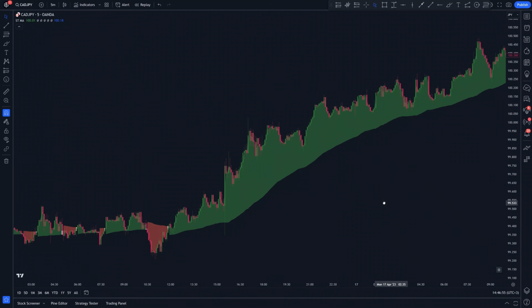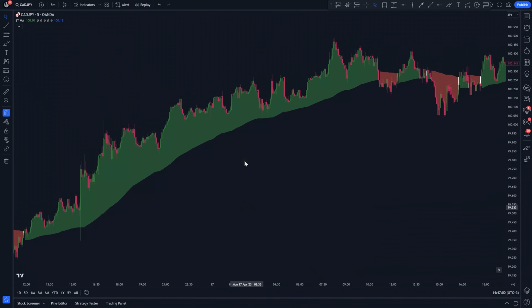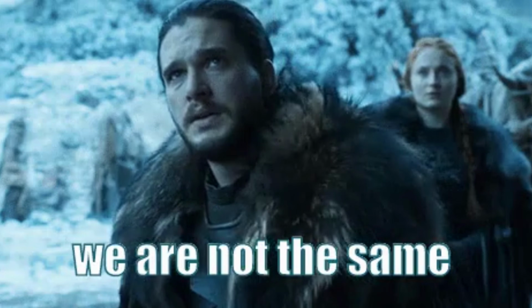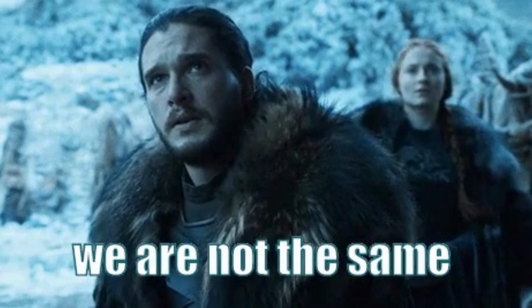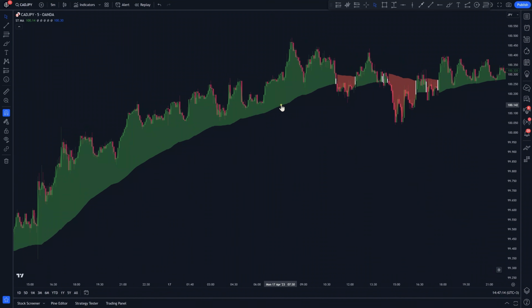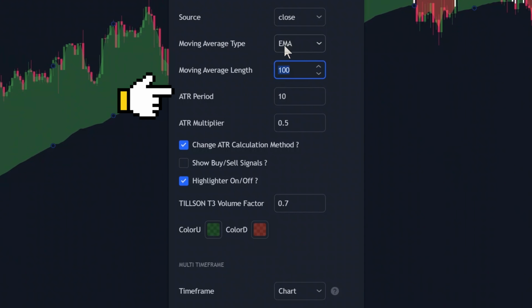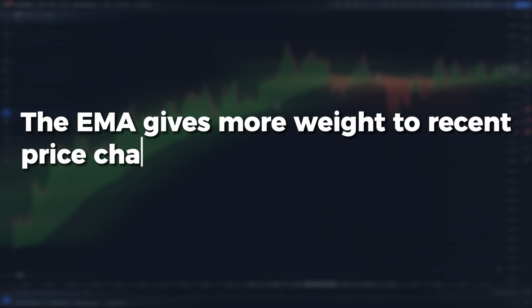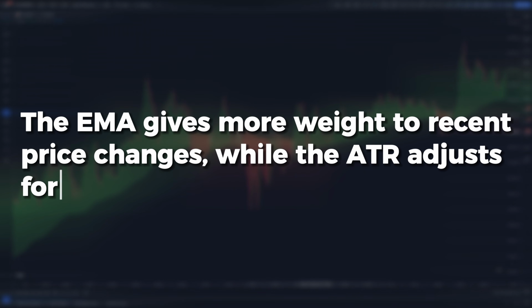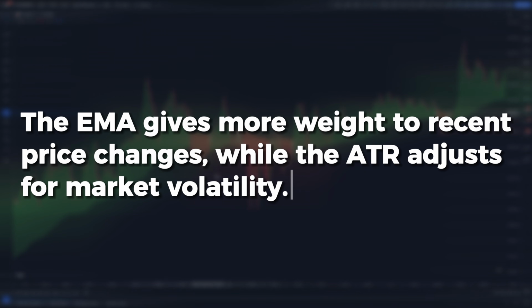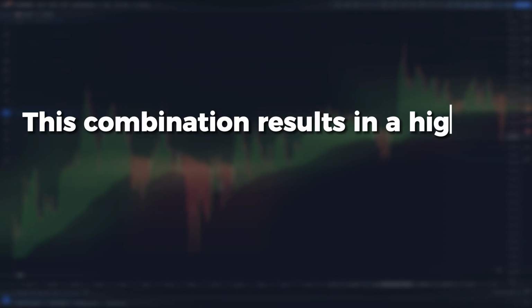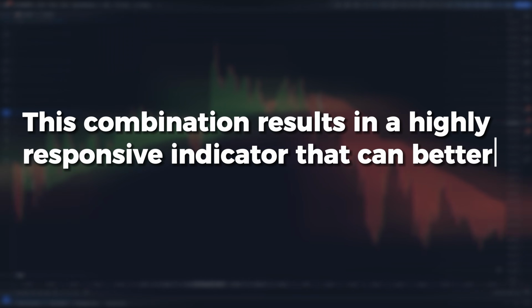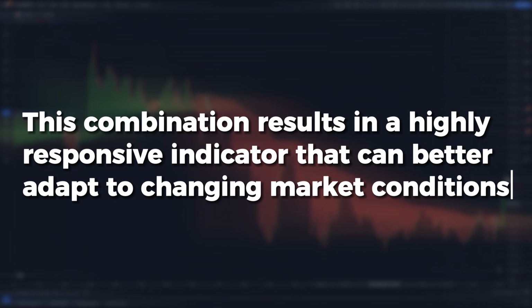Once you've added the SuperTrended Moving Average to your chart, you'll immediately notice that this is not your typical SuperTrend indicator. It incorporates a 100-period exponential moving average and an ATR multiplier into the SuperTrend calculation. The EMA gives more weight to recent price changes, while the ATR adjusts for market volatility. This combination results in a highly responsive indicator that can better adapt to changing market conditions.